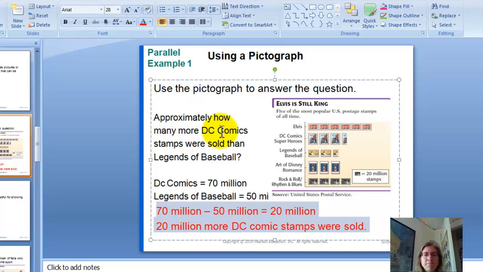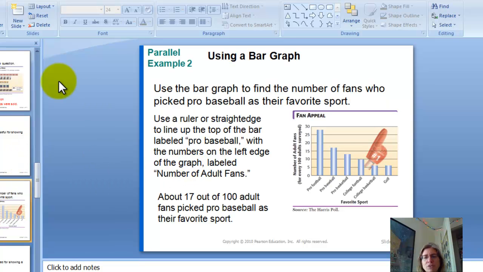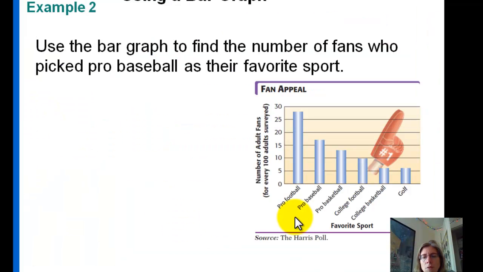Let's highlight that. Okay. A bar graph is useful for showing comparisons. They pretty much all are useful for that. Use the bar graph to find the number of fans who picked pro baseball as their favorite sport. So here's baseball, and the graph is showing you from 0 to 30 fans on this side. So we're going to have to roughly decide where that comes in. Is that halfway? Almost halfway.